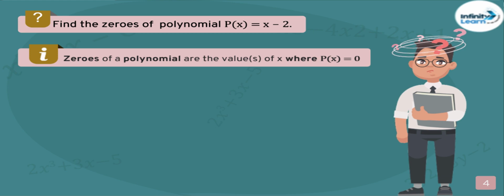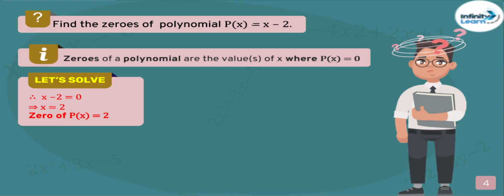Now, find the zeros of polynomial. P of x is equal to x minus 2. The zeros of a polynomial are the values of x where p of x becomes 0. x की ऐसी वैल्यू जिस पे p of x 0 हो जाए. So how to find out? Equate the polynomial to 0. x minus 2 equals 0. The value of x is 2. So the zero of this polynomial is 2.